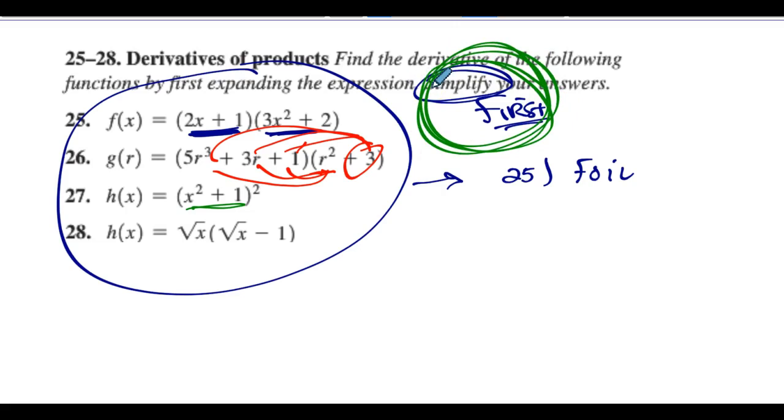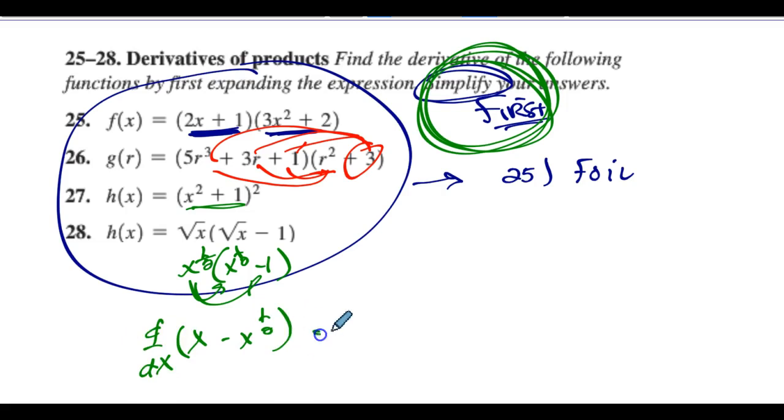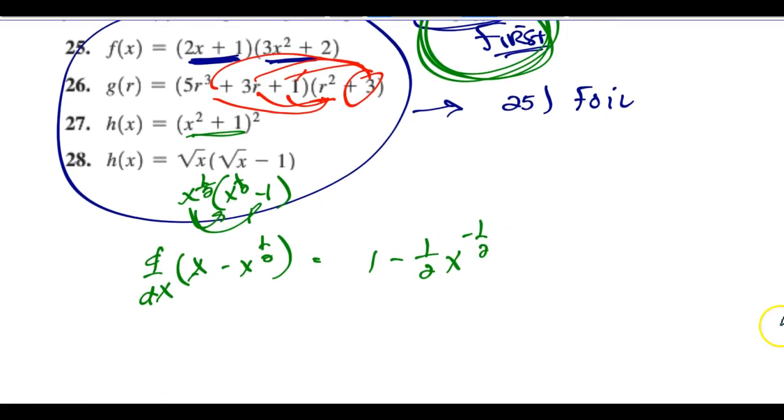Unless the directions specifically say use the product rule, then you can't simplify first. But to simplify this one, I would change it to exponents. And I'm assuming you know how to do that. If not, you can shoot me an email. You rewrite the base and add the exponents. Oh, that's interesting. And then you would take the derivative of this, which I think you can do. The derivative of x is just 1 minus 1/2 x to the negative 1/2. And since they had radicals, let's go back to radical form: 2 over the square root of x.